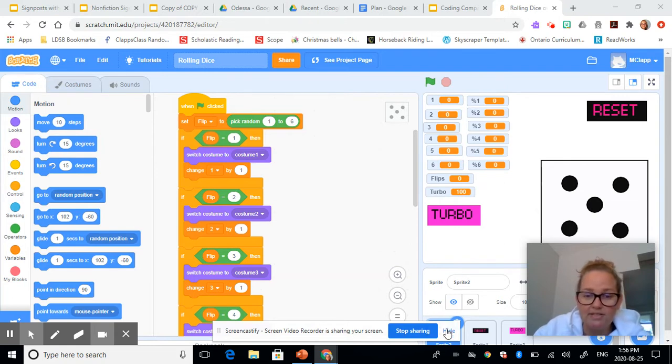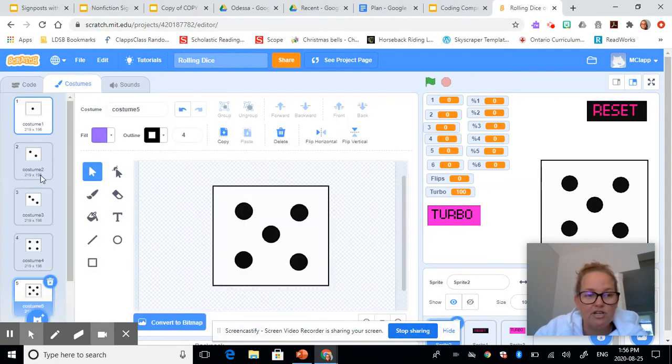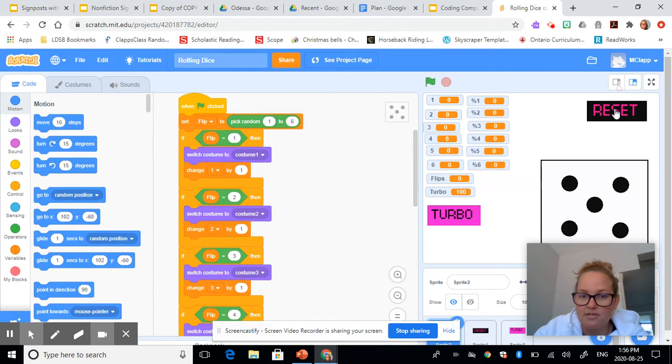So what happens is, I did the same thing he did. I took my die sprite and I went into the costumes and changed all of the costumes. So these are all the different sides of my die. I made the reset button, so it starts off at 0, and I made turbo so that you could do a whole bunch of the experiments really fast.